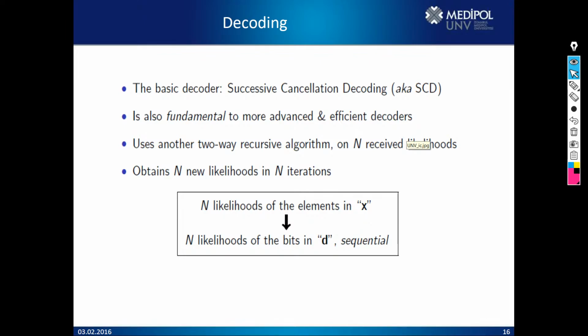You remember the decoder we used with NOMA in the previous lectures related to 5G. We explained how to use successive cancellation detection: you detect the first and then you subtract it. This is kind of similar to it, but applied and implemented on the bit level, not on the symbol level. It uses another two-way recursive algorithm on n received likelihoods and obtains n new likelihoods in n iterations.